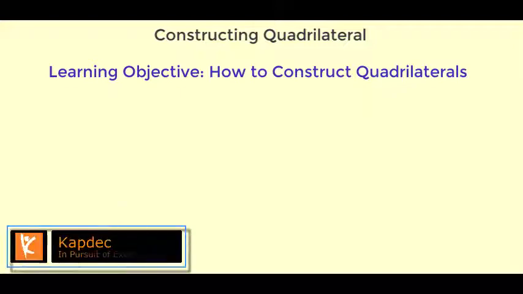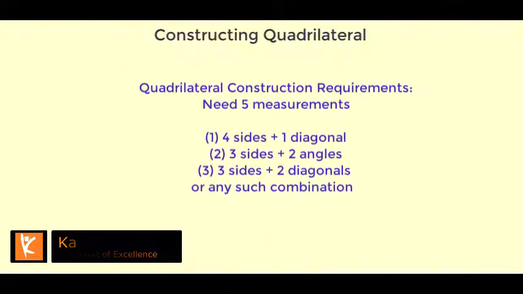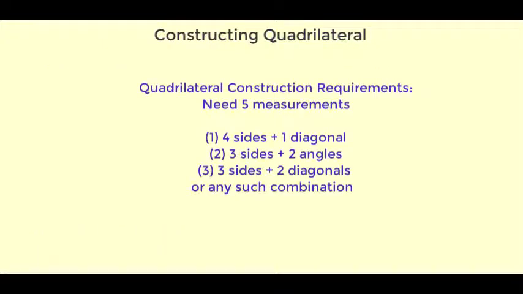In this geometry lesson, we are going to learn how to construct a quadrilateral with the given measurements. Now we know that a quadrilateral is a polygon that has four sides. And to be able to construct a polygon, we need exactly 5 measurements. Those 5 measurements could be a combination of either the side lengths or the angles or the diagonals.